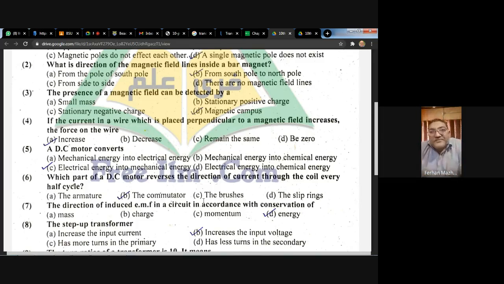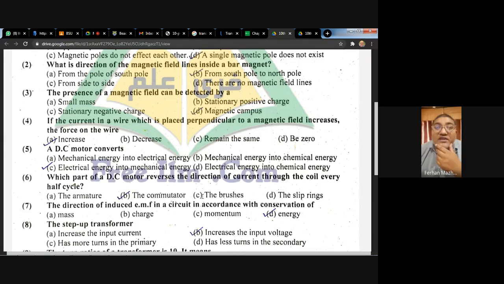You understand? Yes, sir. The fourth one: if the current in a wire which is placed perpendicular to a magnetic field increases, the force on the wire that will also increase. Okay, so A is the choice. A is the right choice. Have you marked it on your book? Yes, sir, I have marked it. Okay.